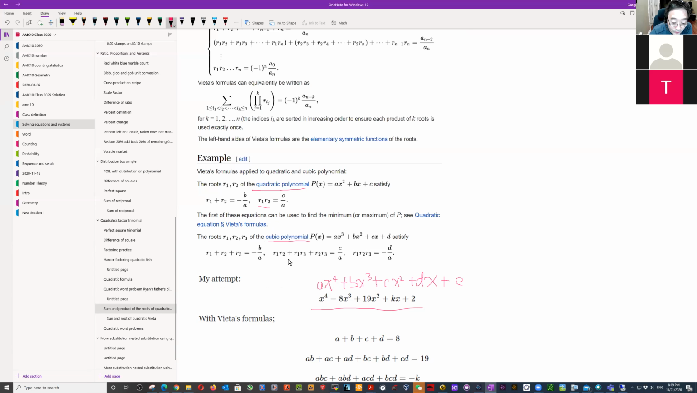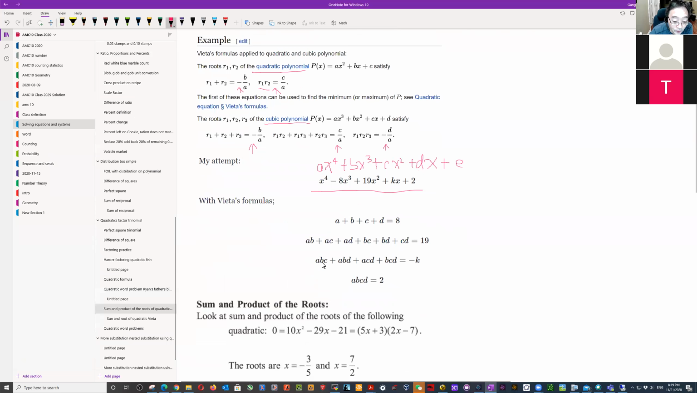C is the third position parameter over the first position parameter. And this is the product of all the roots. So basically it's negative b over a. You can see that it starts from negative and positive, then negative again. This is negative, positive, so it alternates. Then this is the case for the cubic.